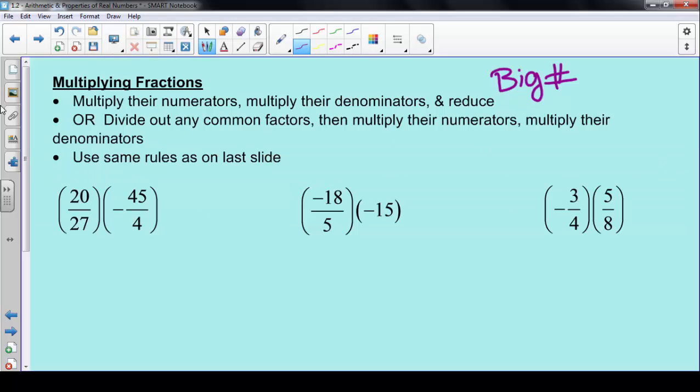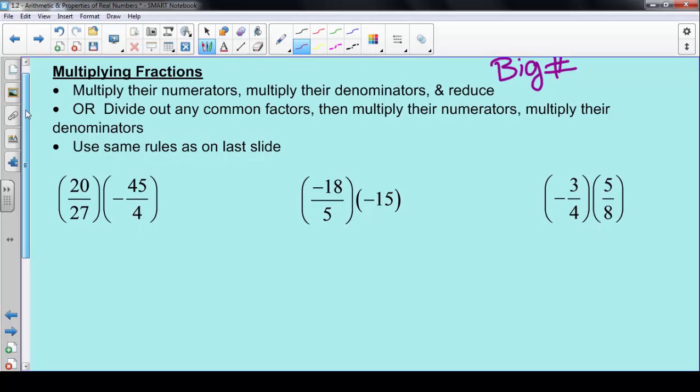They also have the same rules as on the last slide, so both positive or both negative, your answer is positive. If one's positive and one's negative, your answer is negative. Still multiplying by 0 is 0, still dividing by 0 is undefined. So looking at this first one, notice with this 20 and this 4, both of those are divisible by 4. So 20 divided by 4 is 5. 4 divided by 4 is 1.